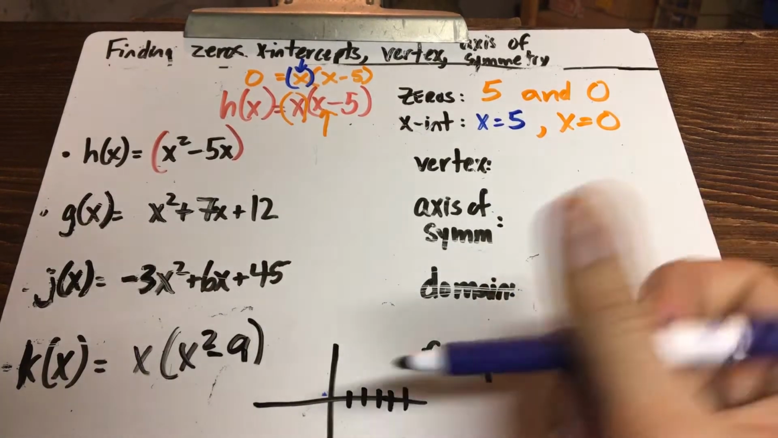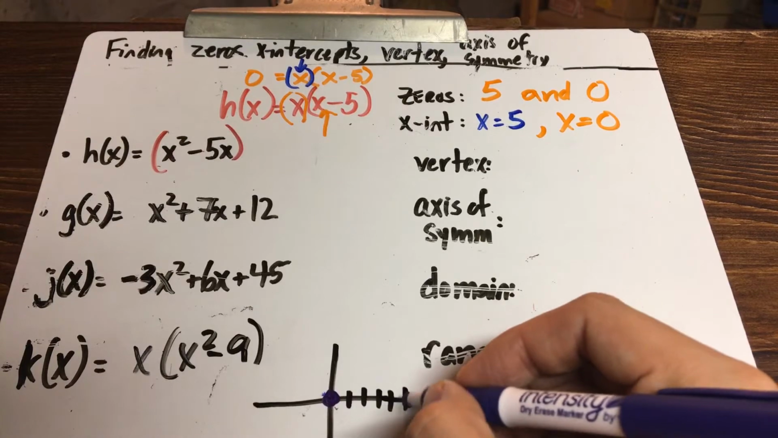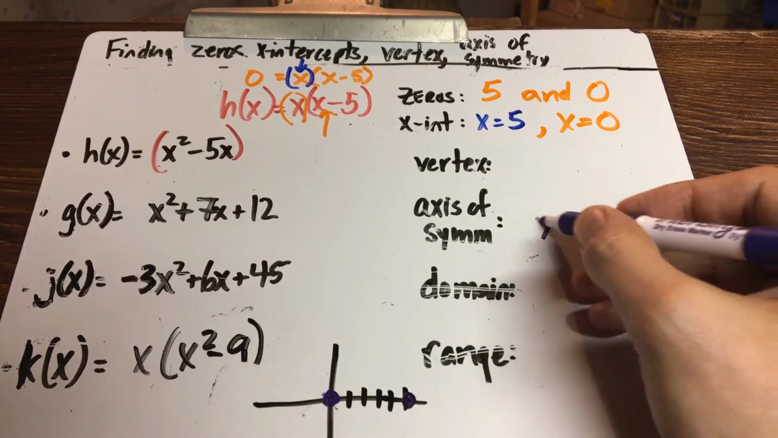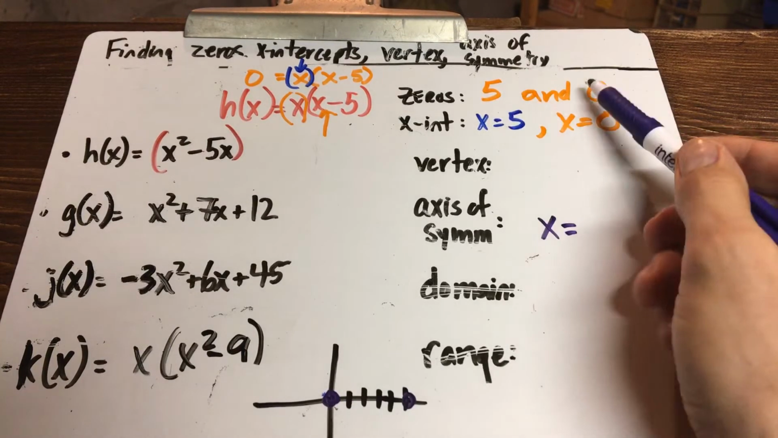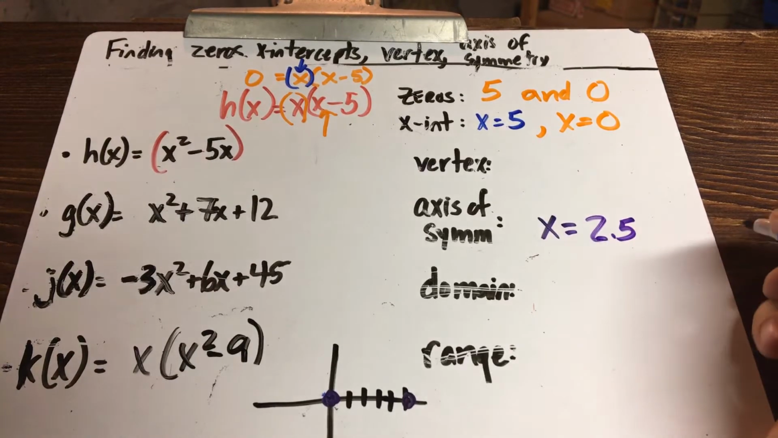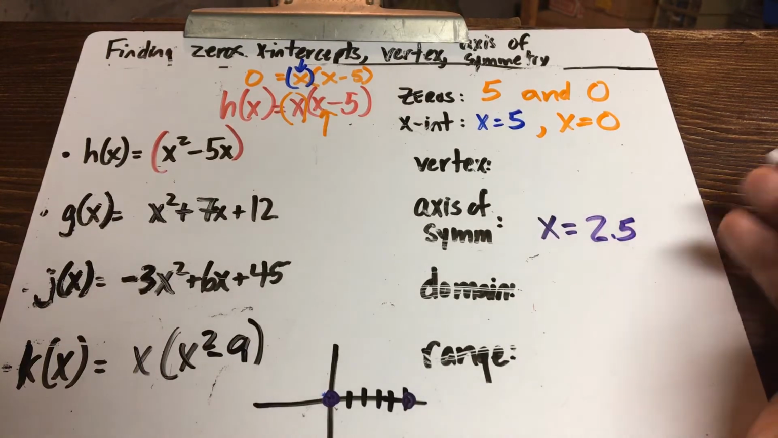So it's going to have a point right here at 0. It's going to have a point right here at 5. And then if I wanted to find the axis of symmetry, I'm going to find what is halfway in between 0 and 5. Now, most people know in their head what's halfway between 0 and 5. Most of you know that, right? 2.5. If you didn't know that, you could add them up and divide by 2.